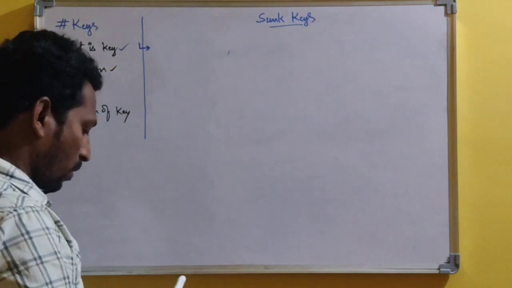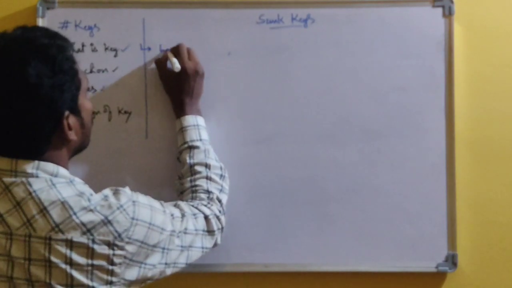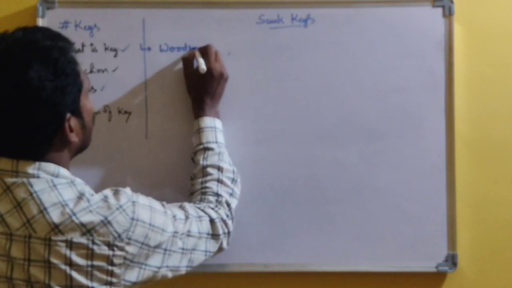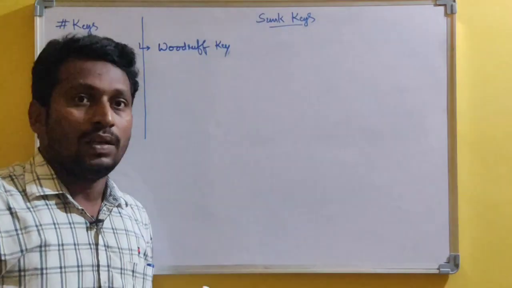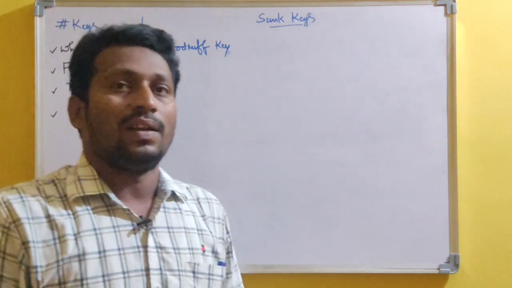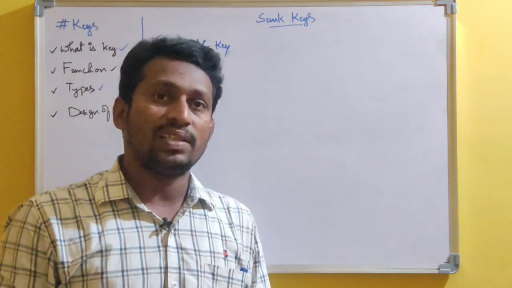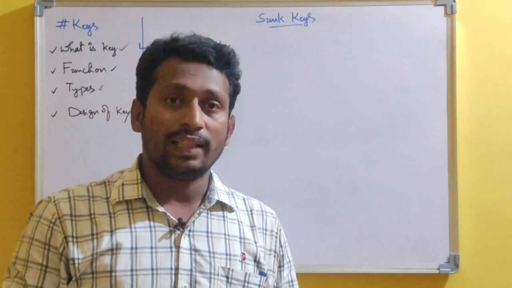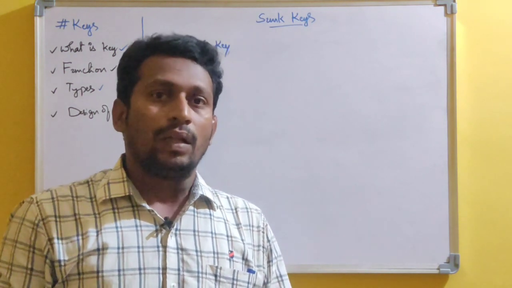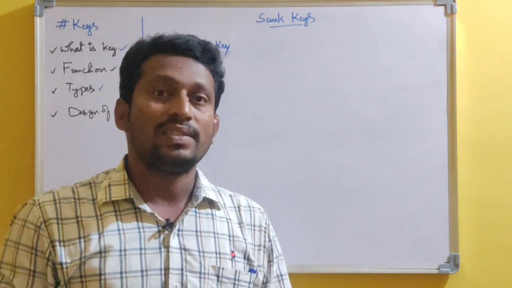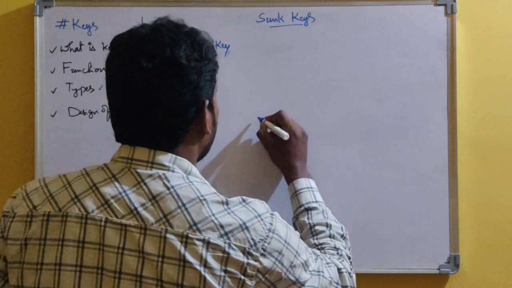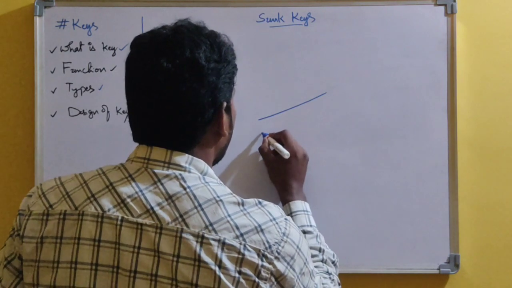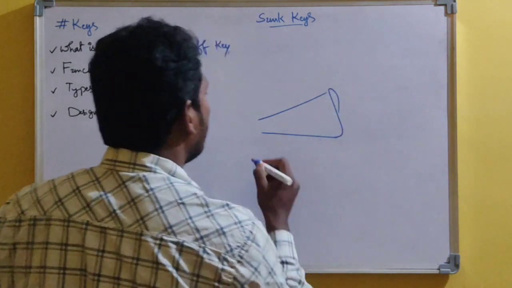And next one is Woodruff key. The main function of this Woodruff key is that it enables connecting taper shafts also. So whenever there is a requirement of connecting two taper shafts in order to transmit the power, in such case we will use this Woodruff key. Now see that here we have a shaft like this.